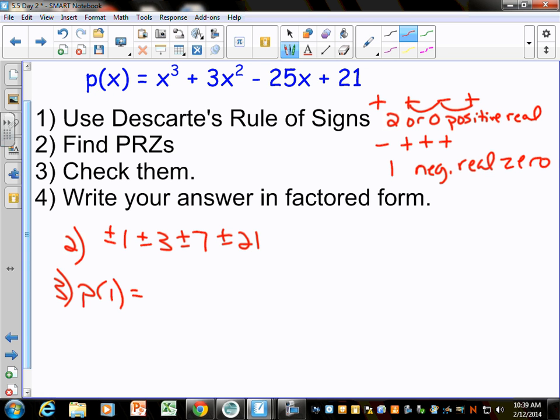So if I plug 1 in there, I get 1 plus 3 minus 25 plus 21. 4 plus 21 is 25, and 25 minus 25 is 0. I did it. I always start with 1 because I always have the hope that 1 works. Every time I think this is gonna work. Sometimes it's a stupid fraction that works, and I check all the other ones first. I really didn't know it was gonna work.